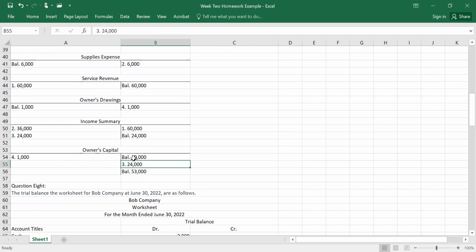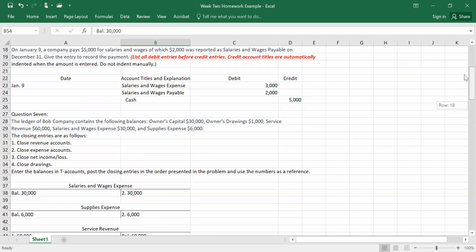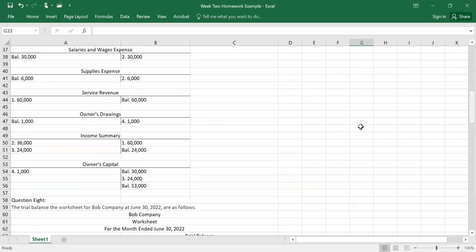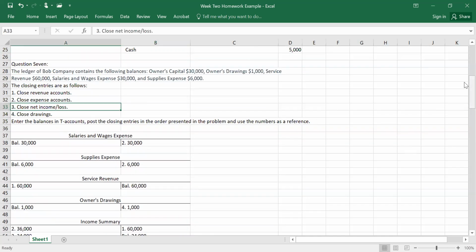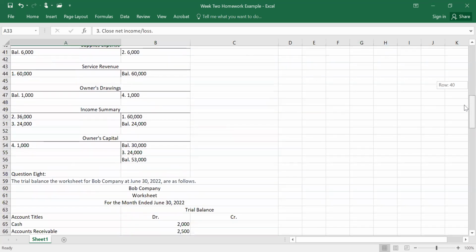I'm sorry, I should have mentioned this. The balance in owner's capital would have been 30,000, and that's shown up here too. They're all shown up here. Owner's capital right here, 30,000. So again, we had a balance in owner's capital of 30,000. We're closing the income summary account by crediting owner's capital. We debit income summary for 24,000 and credit owner's capital. And if you look at number 3, that's closing net income and loss, closing out the income summary.